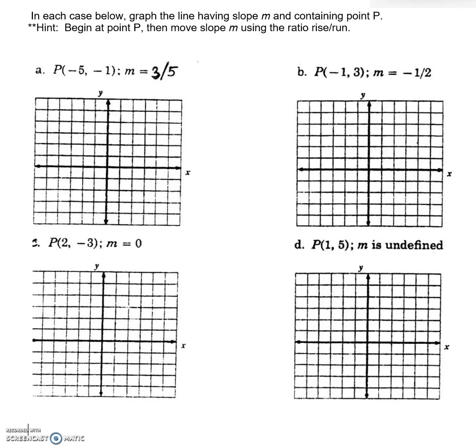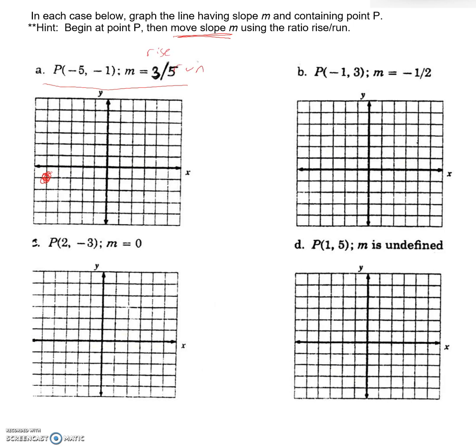In each case below, graph the line having slope m and containing point P. The hint is to begin at point P and then move m using rise over run. Okay, so we start at -5 and -1, point P. We're going to move 3 over 5, rise over run.